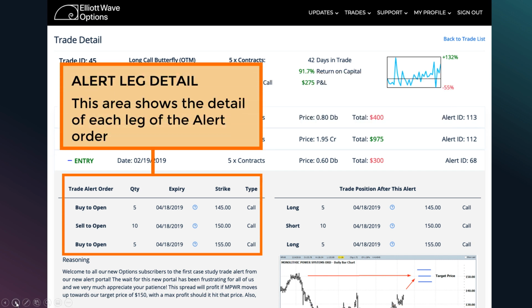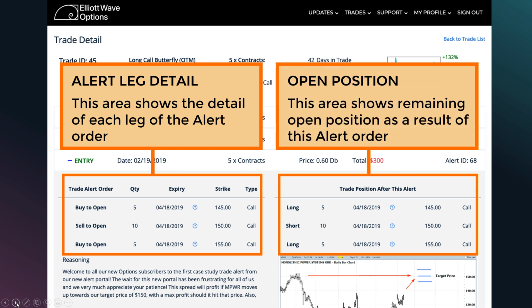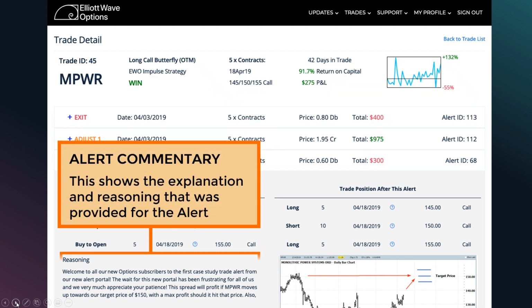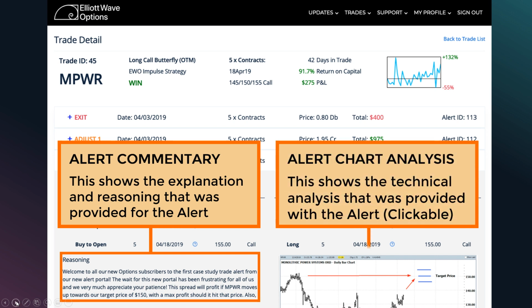The alert leg detail shows the detail of each leg of the alert order. The open position area shows the remaining open position as a result of the alert order. And the alert commentary shows you the explanation and reasoning that was provided for the alert. Now there are times in the reasoning where, depending on how fast the market is moving, there may be more detail or less detail in the commentary. So it's important that you always watch the individual weekly video alerts for the particular strategies to get more detail in addition to what's provided in the commentary.